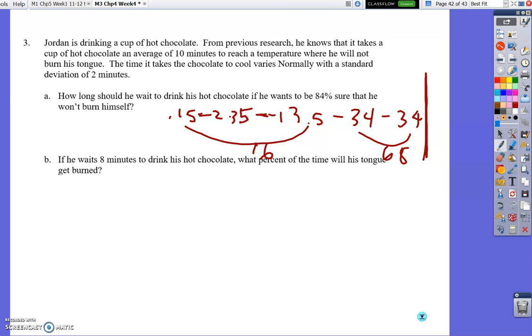If he only ends up waiting 8 minutes, what percent of the time will his tongue get burned? And that would be, you'll have to build the curve and see. So that's your basic idea. Good luck today, and I will see you all on Monday.